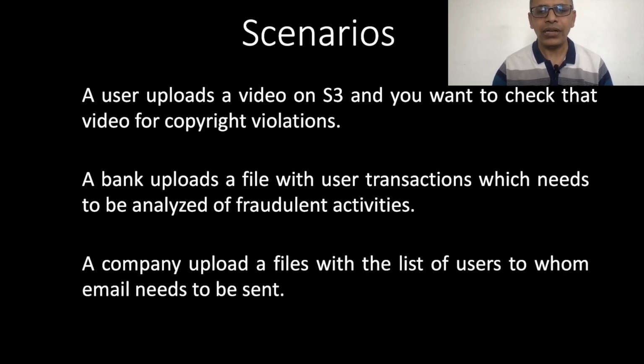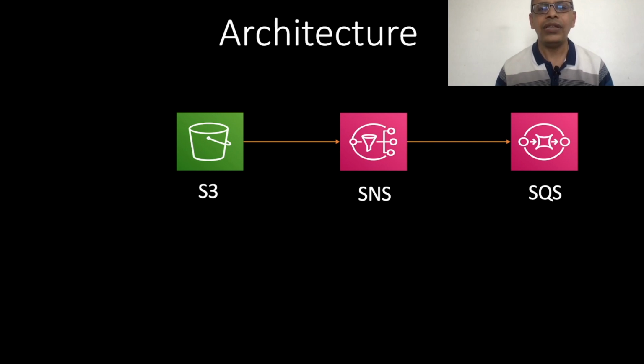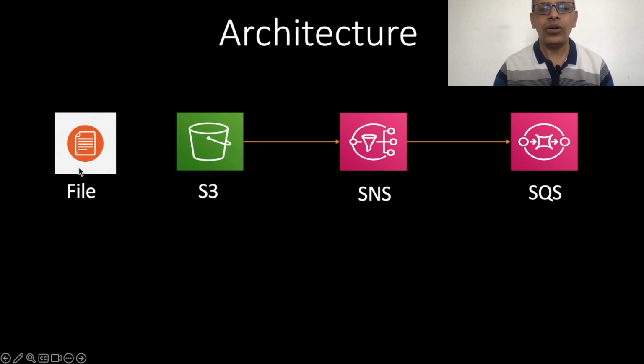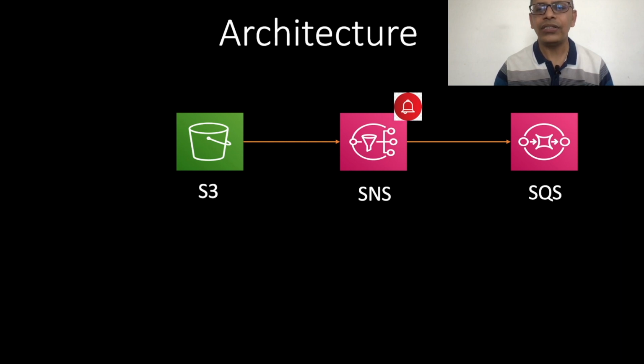I can give you multiple such scenarios, but for our project, let's consider this architecture where we have an S3 bucket configured with an SNS topic and that topic is configured with an SQS queue. I have a file which I will upload to this S3 bucket. Now, S3 will generate a notification and send it to SNS. SNS will then send this notification to SQS. I can have an application running on EC2 which can read these notifications from the SQS and process that file.